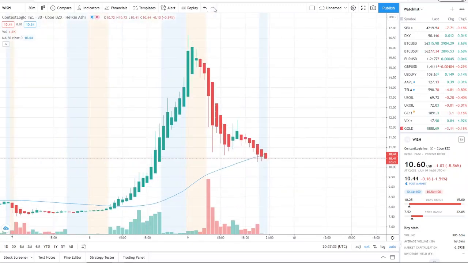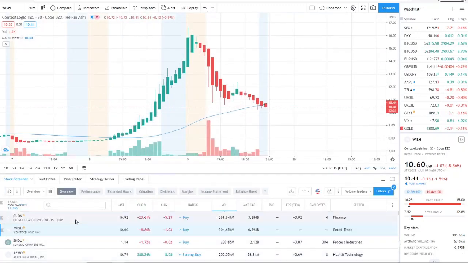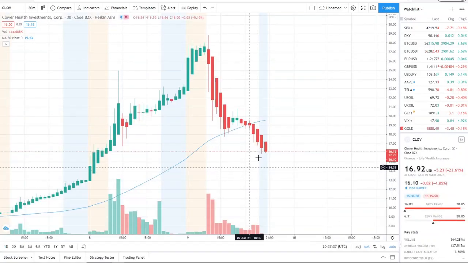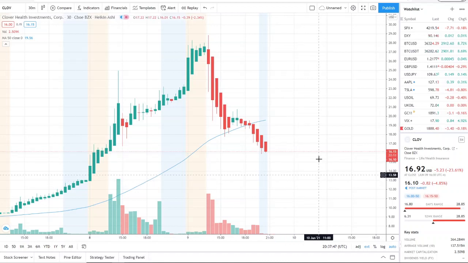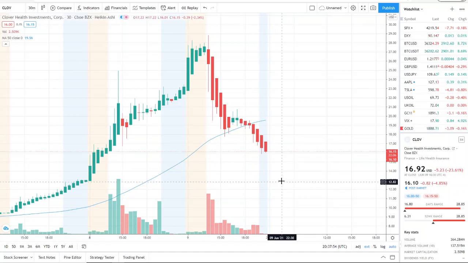Now for Clover Health, we want to go ahead and look at that chart. We can see here that the 50-day moving average is a little bit further at 19.56. Anything below it is bearish, anything above it is bullish, and this first support level here is 15.91. This is sitting in the 16s, and if it breaks through 15.91, the next support level I would use is an informal one, and that's down here at 12.90.